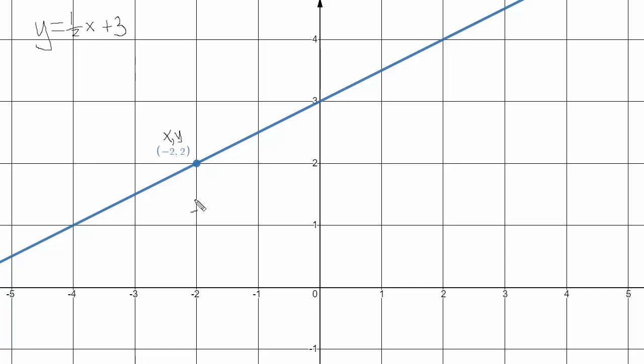So what does it mean to have one solution to a system? Let's add another line to this graph.